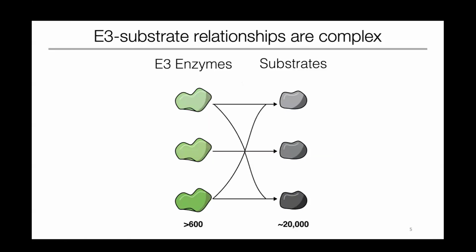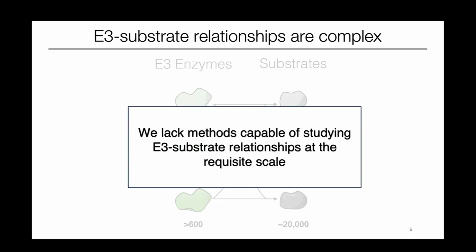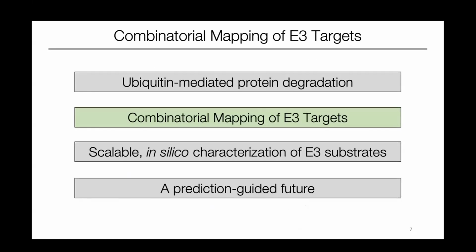E3 substrate relationships are extremely complex. There are about 600 E3s encoded by the human genome, and these are responsible for maintaining the protein levels of approximately 20,000 human proteins, not including isoforms. When I was starting my graduate degree, it was very obvious to me that we lacked methods capable of studying E3 substrate relationships at this kind of scale. It's a very combinatorial problem. So I set out to make a dent in this issue, and I'll move on to talking about the method that I was able to develop.